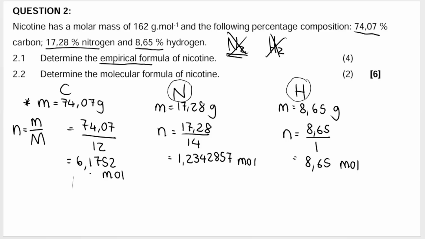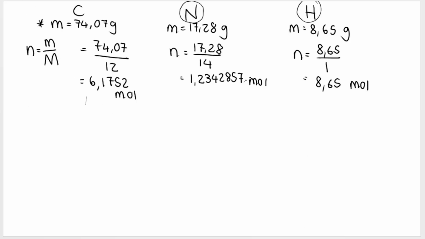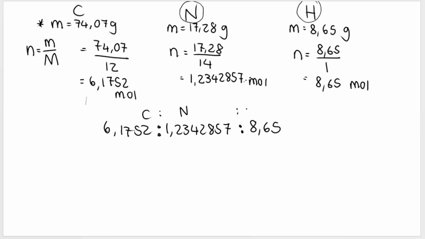Now, when you get your answer, remember you're getting your answer in moles. You do not round off. So this is what my calculator gave me, 8.65. Over here, this is exactly what my calculator gave me, 6.1752. This one was a long answer. I kept at least 6 decimal places. Don't round off. Your next step is you take your answer for moles and you put it in a mole ratio. So you literally write 6.1752 in a ratio with that one, in a ratio with that one. So that is the ratio of carbon to nitrogen to hydrogen.